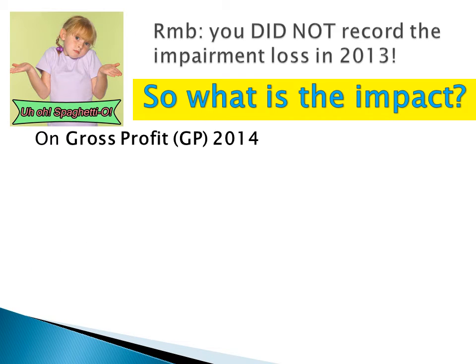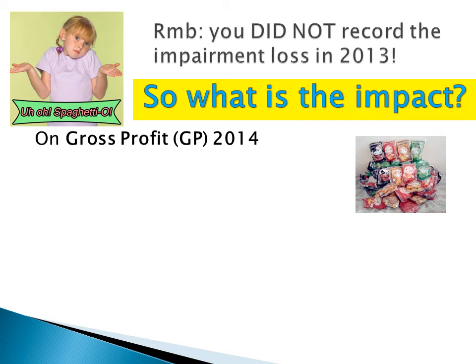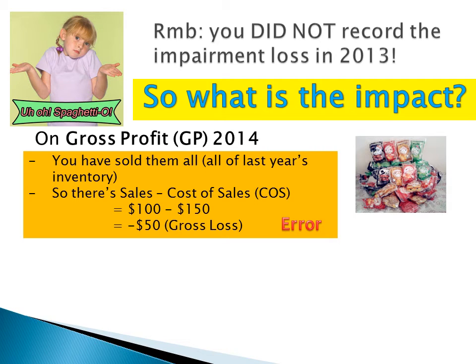So what is the impact on gross profit 2014? Now you have this batch of goods over here. You have sold them all, all of last year's inventory. Now remember, this batch of goods was valued wrongly at $150, which is the cost price. You did not record the impairment loss. That's the error, right? So if there was this error, then your sales, which is 100, minus your cost of sales, which is 150, you would have technically made a gross loss of $50.